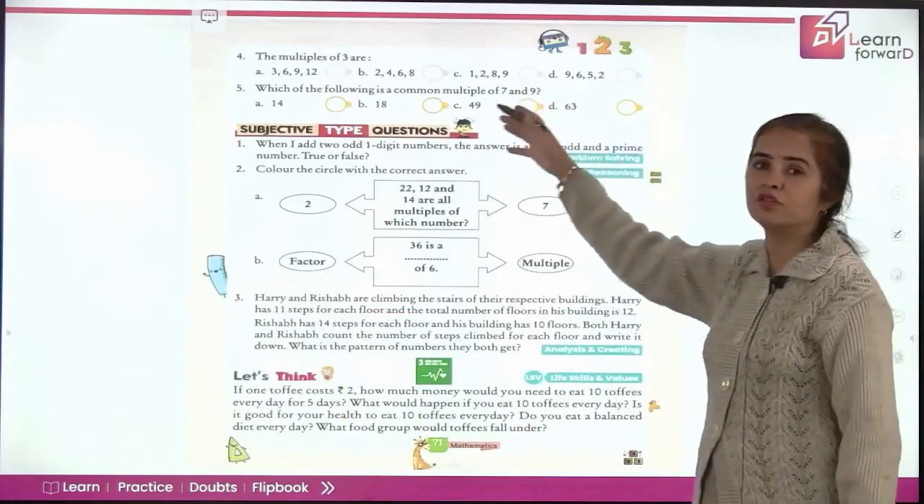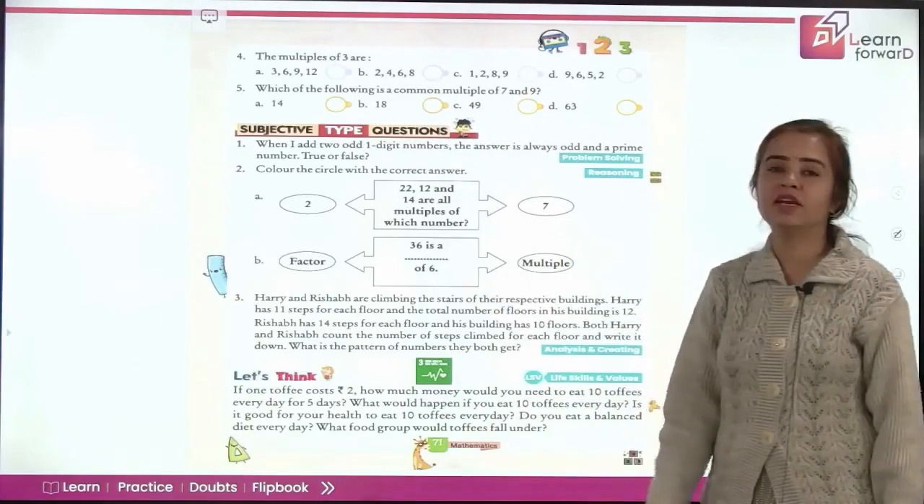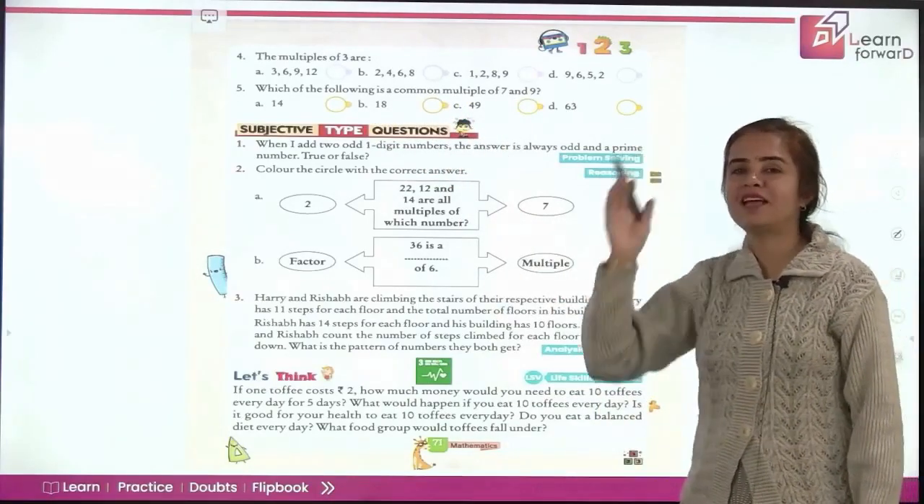The multiples of 3, find out the list yourself. Which of the following is a common multiple of 7 and 9? You can quickly make the list and check.